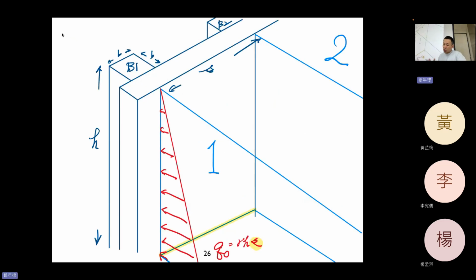The dam problem guides us to learn how to analyze the problem.